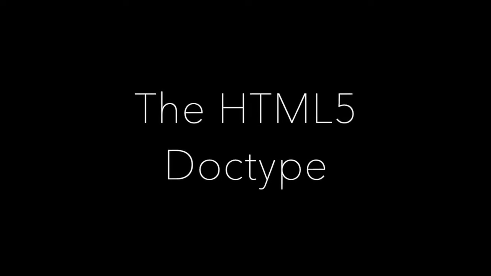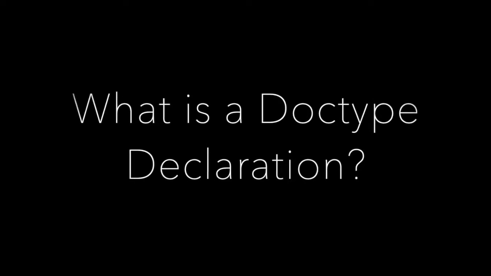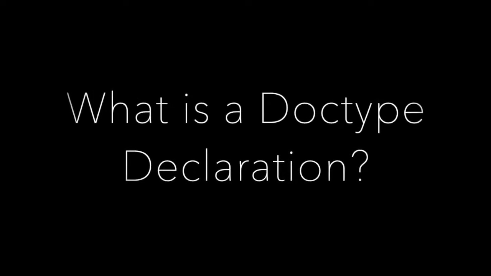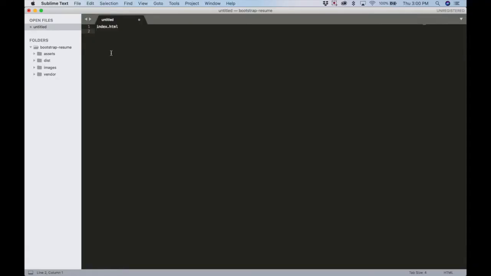Introducing the HTML5 Doctype. What is a Doctype declaration? A Doctype declaration is not an HTML tag. It's an instruction to the web browser about what version of HTML the page is written in. A Doctype declaration must be the very first thing in your HTML document. Go ahead and type the HTML5 Doctype in the first line of your code.